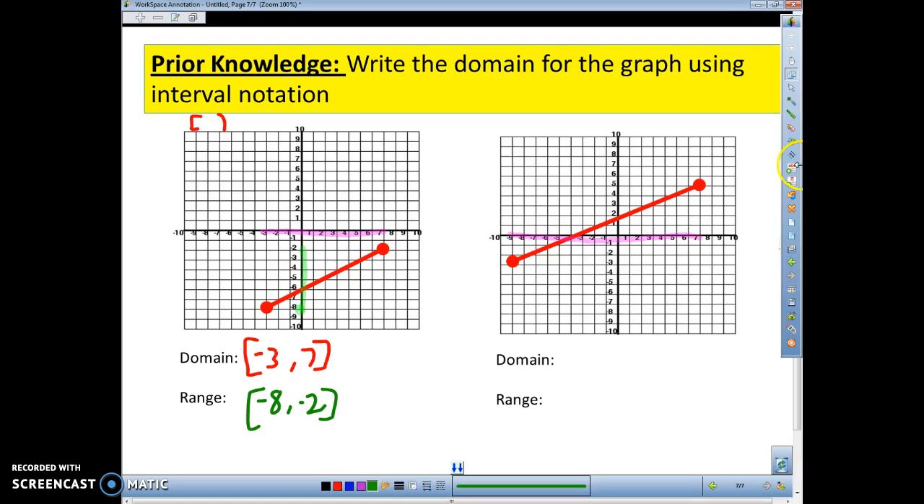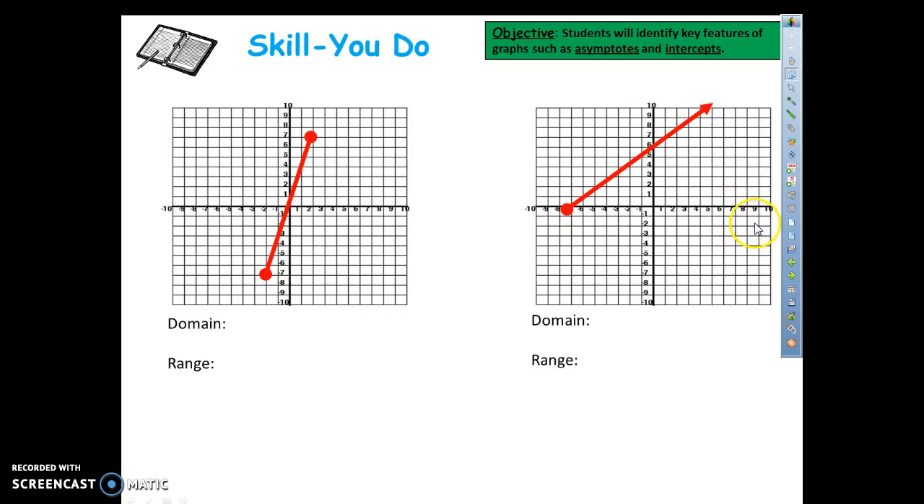Okay, on that example, you should have gotten -9 to 7, and for range you should have gotten -3 to 5. Okay. Alright, so go ahead again, pause the video, and try these examples here on your own.